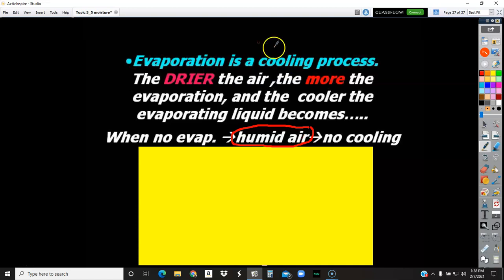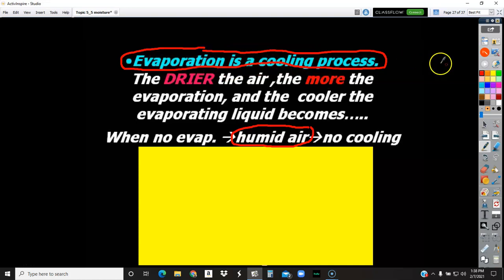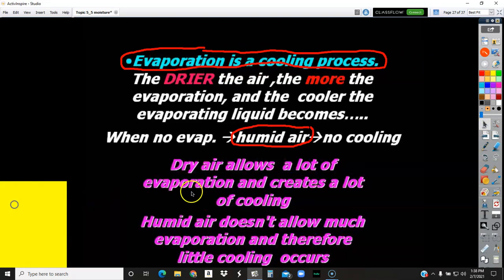So when you evaporate, and this is probably the most important thing, the more you evaporate a liquid, the cooler the temperature becomes. So evaporation is a cooling process. Dry air allows for a lot of evaporation and creates a lot of cooling. Humid air doesn't allow much evaporation and therefore very little cooling. So on a dry day, evaporation is happening much better and things become much cooler faster. On a humid day, the opposite. Very little cooling, very little evaporation.